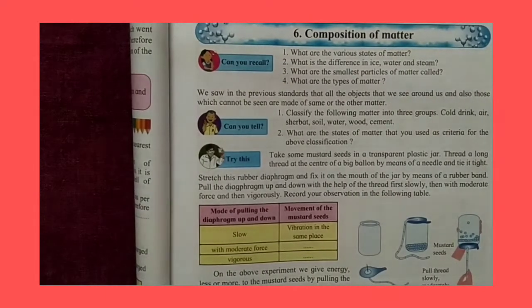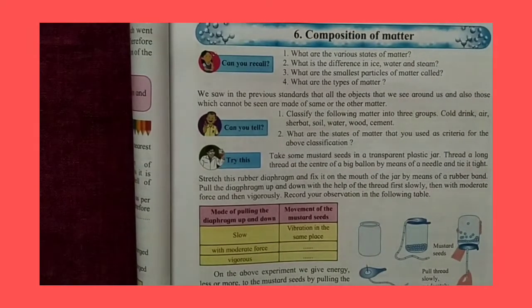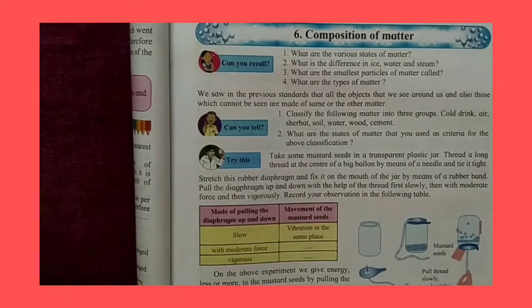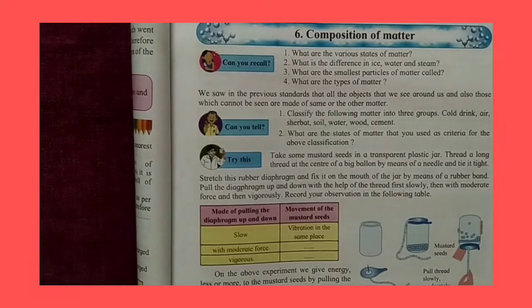And gases, we don't see the gases but we feel them and we know about them. The main important gas for our existence is oxygen. Then we give out the gas, that is carbon dioxide. Then there is nitrogen in the air. There are many gases in the air.